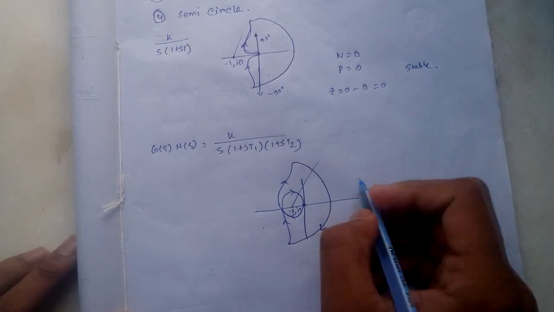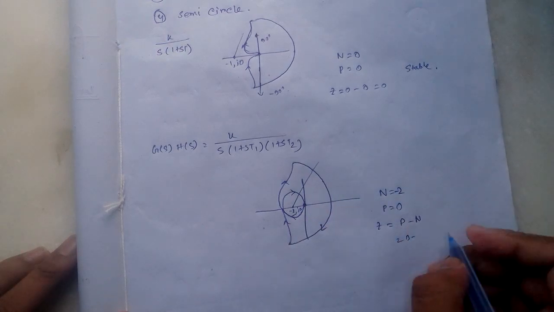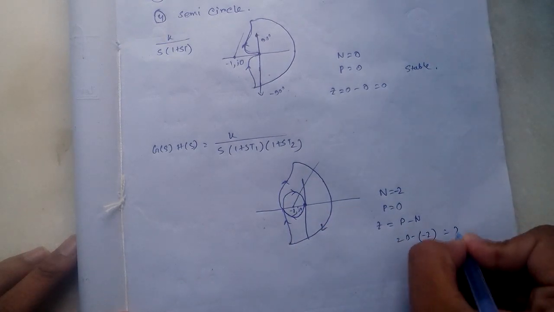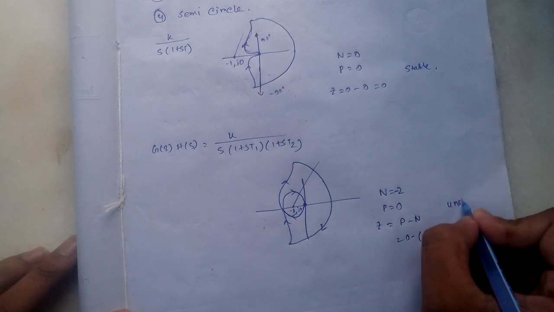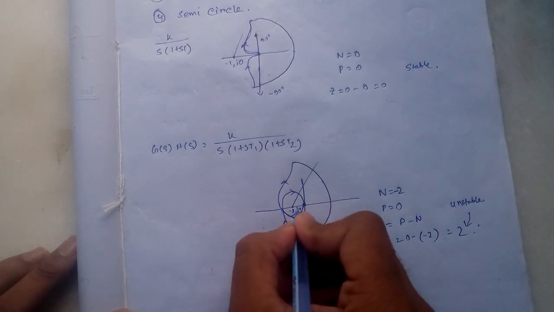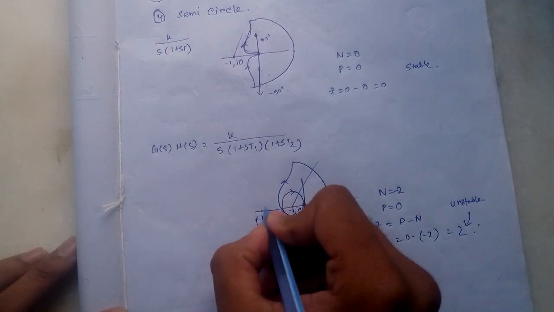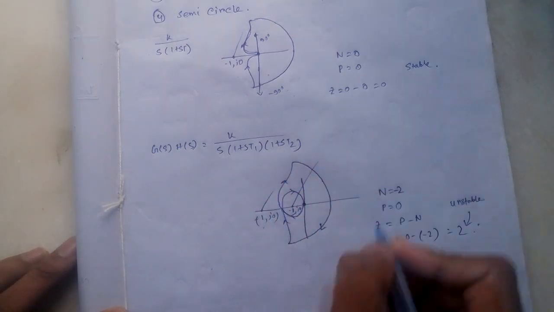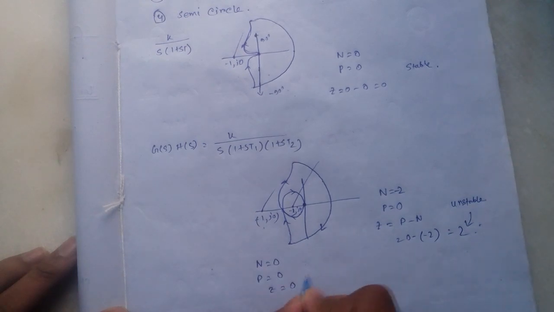Because this is clockwise, it will be minus 2, so 0 minus minus 2 will become plus 2. So the system is unstable, as it is not 0. Now if the imaginary point minus 1 j0, our reference point, was here, then there was no encirclement, so our N will become 0, then P is already 0 and Z is becoming 0, then the system was becoming stable.